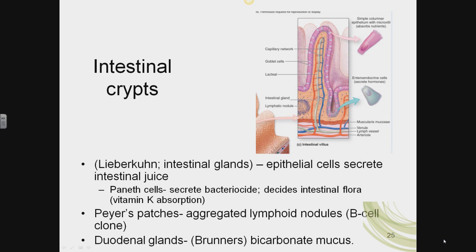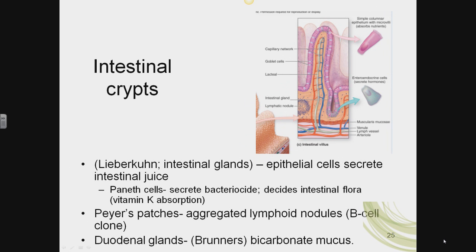Going back to the intestinal glands, some histological features are the submucosal glands, particularly in the duodenum. These are also referred to as Brunner's glands. They are really important for making a viscous alkaline mucus, and that protects the duodenum from the acidic chyme that's being released from the stomach.